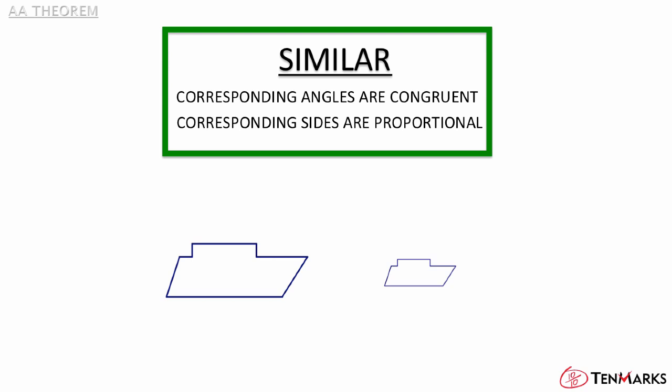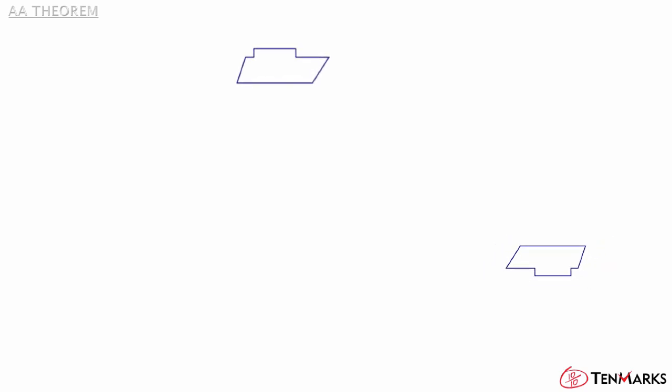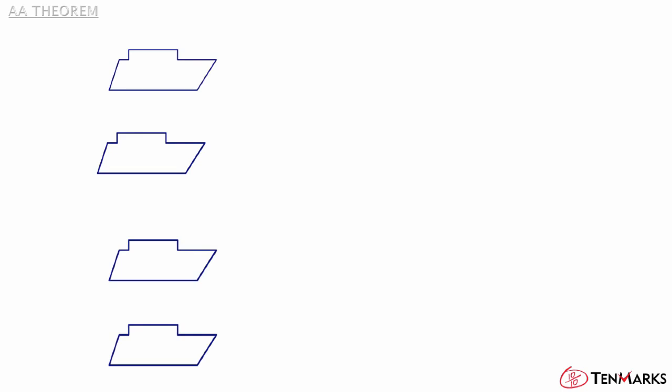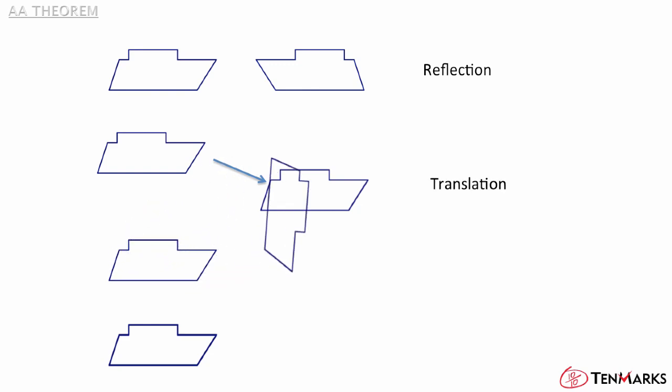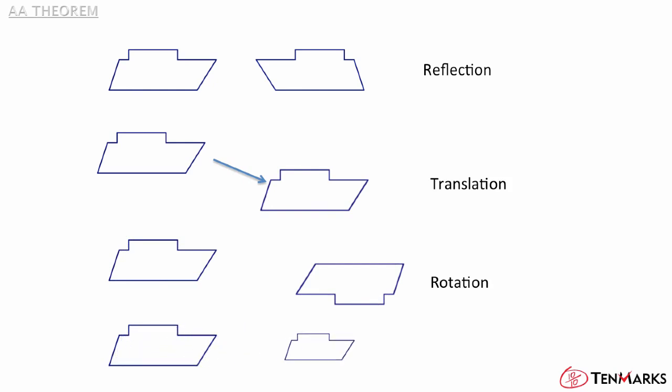If I move the figures around and change their orientation, are they still similar? They are. What about if I dilate them and make them grow or shrink? They are still similar. In fact, if you can map one figure to another through any series of transformations, they are similar. Reflection, translation, rotation, and dilation all keep a transformed image similar to the original.